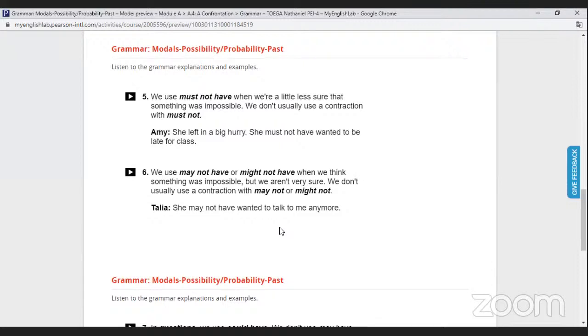Number 6, we use may not have or might not have when we think something was impossible, but we aren't very sure. We don't usually use a contraction with may not or might not. Example, please. She may not have wanted to talk to me anymore. Okay, great. Let's see more.